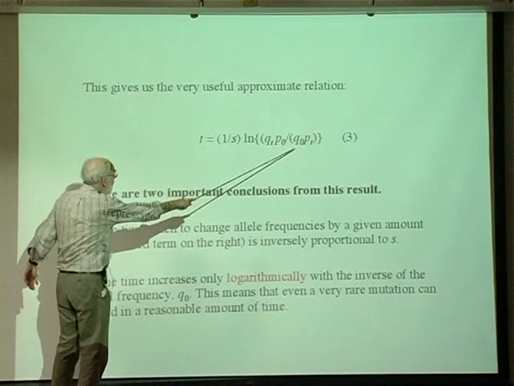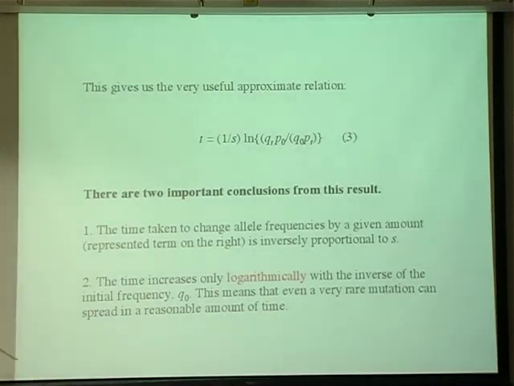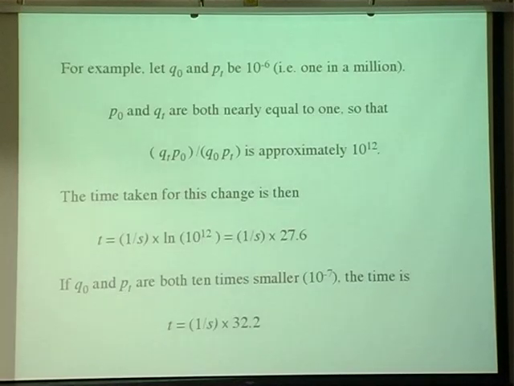So we've got 1 over q naught here. That could be a big number, 1 over q naught. Q naught could be, say, 10 to the minus 6. That's 10 to the 6. It's a million. But you take the log of a million, and you don't get very much. I'll give you a numerical example. So time taken, 1 over s, multiplied by something which is not that big.